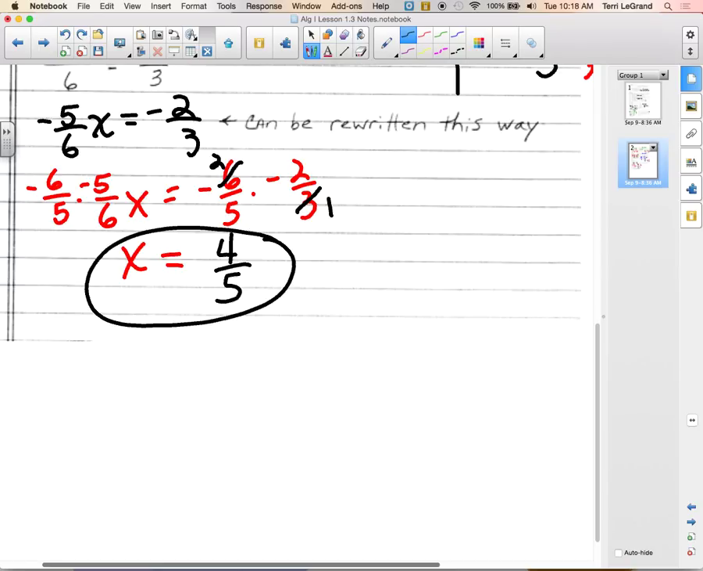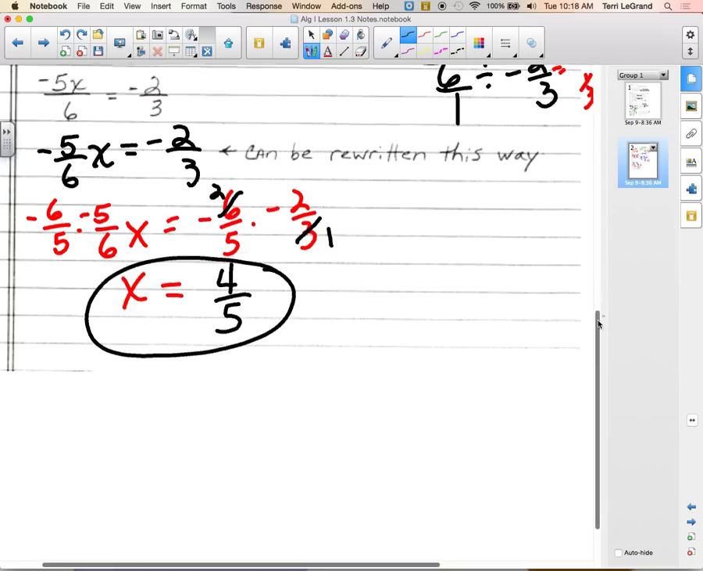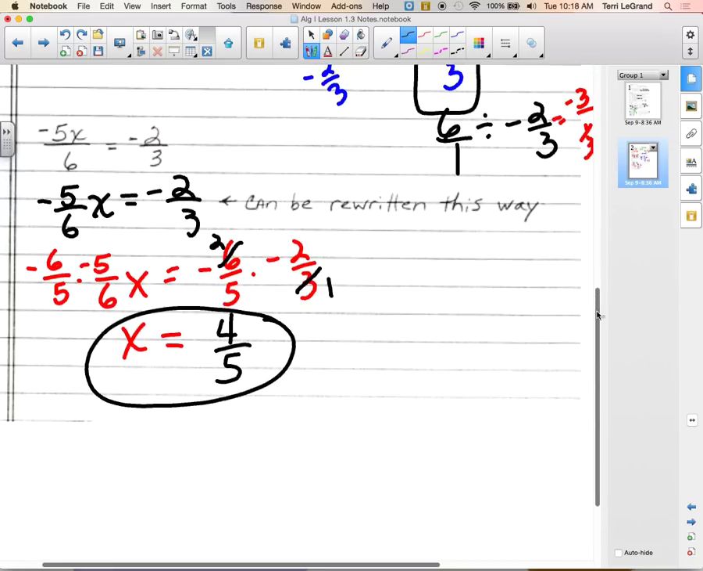Okay, could this be checked? Yeah, it could be checked. It would be a little bit more work in this one to actually have to check it, but it could be. Okay, let's get some loose leaf out.